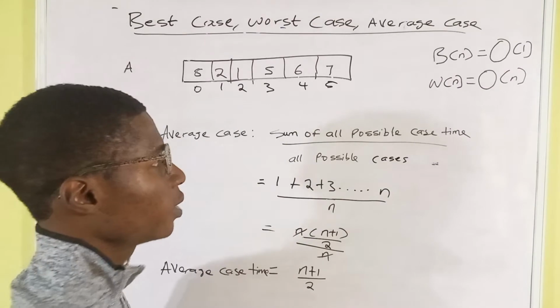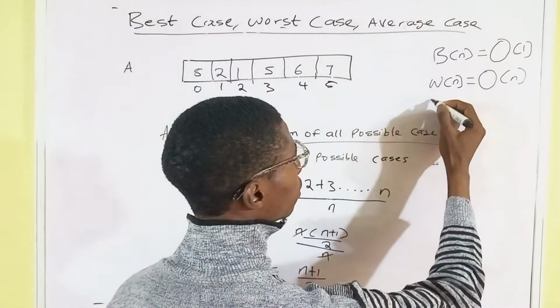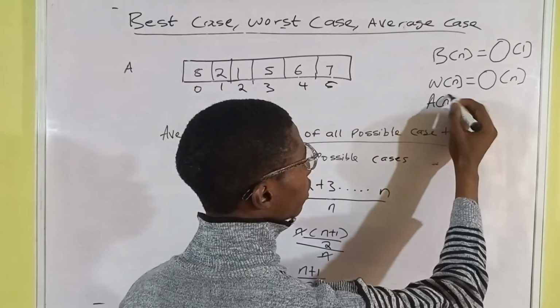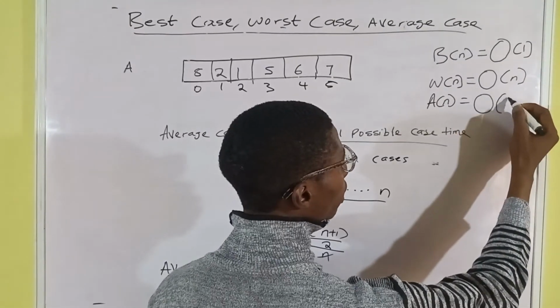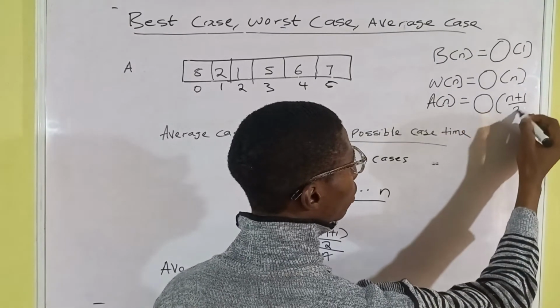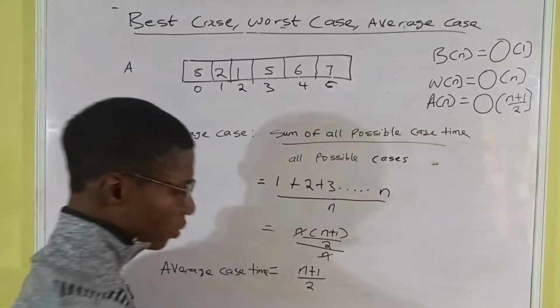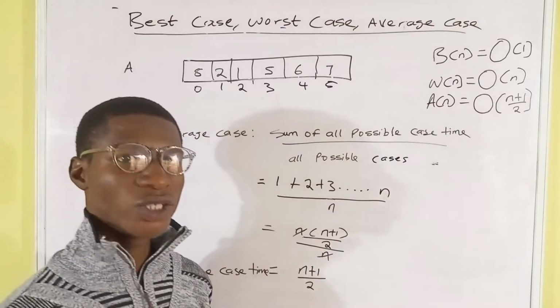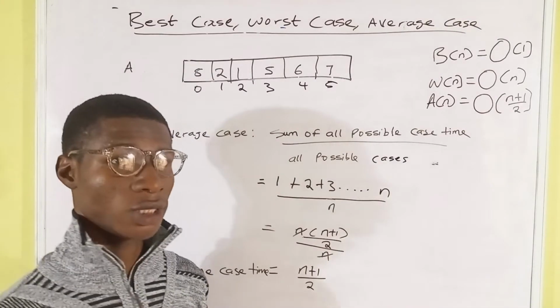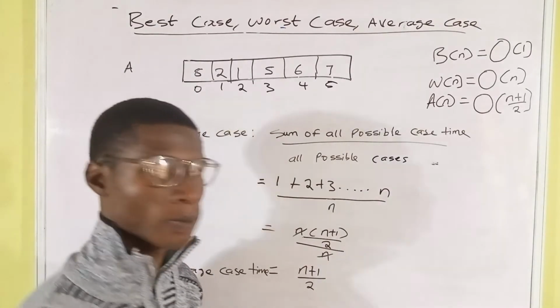So I can say that A of n is equal to big O of n plus 1 over 2. So that is the average case time. Let's look at how this relates to the asymptotic notations, okay?